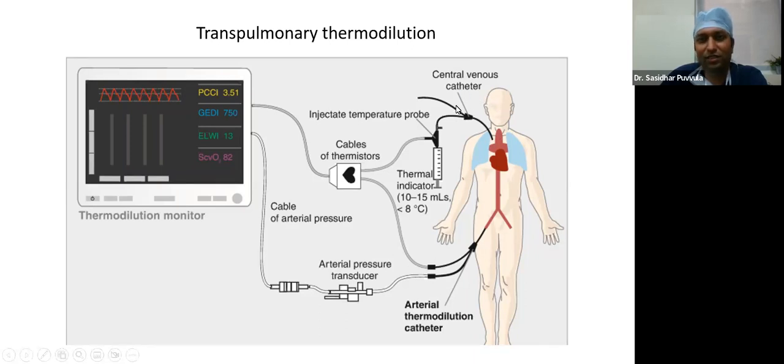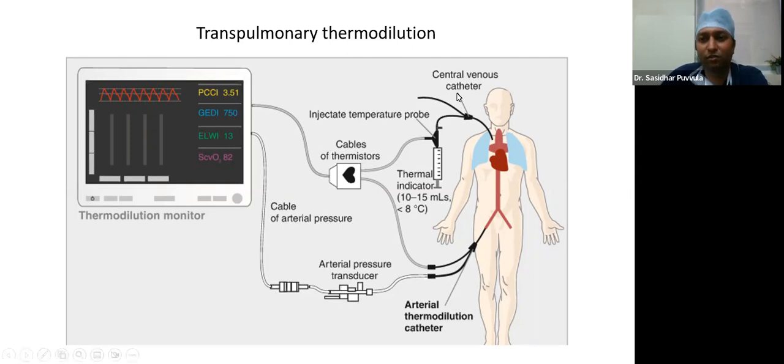You give ice cold saline through the CVP line, and the ice cold saline enters the heart, goes to the lungs, comes back to the heart, and goes to the systemic circulation and reaches the femoral arterial line, where obviously your temperature sensor is waiting to pick up the temperature change. As I already explained, based on the temperature change of blood after giving ice cold saline, your monitors or microprocessors can calculate cardiac output as accurately as anything.